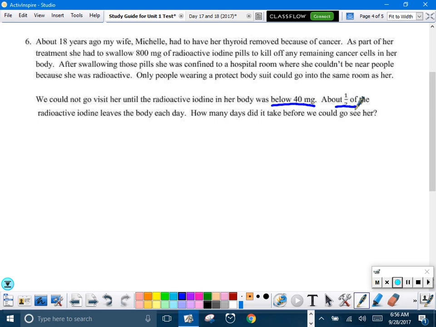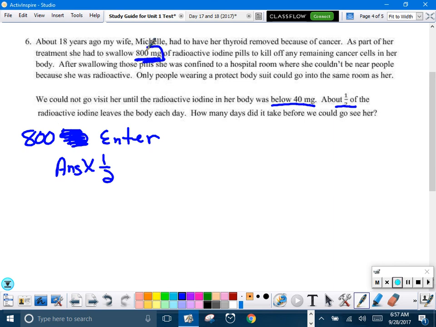About half of the radioactive iodine leaves the body each day. How many days would it take before we could see her? All right, so we're going to start with 400 or 40. We're going to do the enter, and we're going to multiply by a half. Okay, and then we're going to count until it is, oops, I'm sorry. I'm goofy here. We're going to start off with 800 milligrams, and we're going to count until we're below 40.